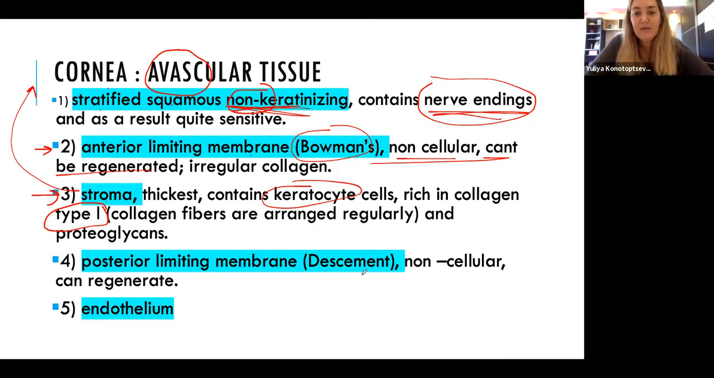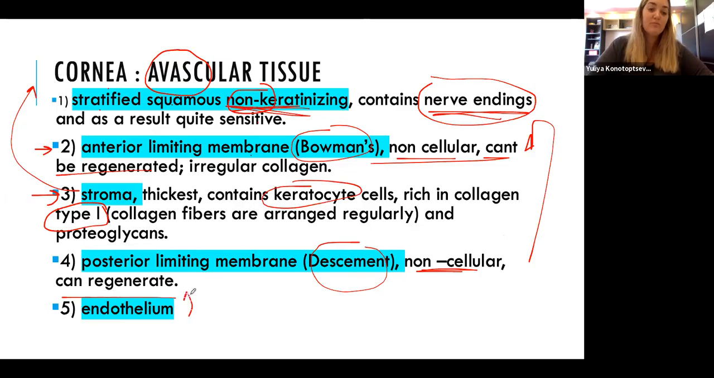Posterior limiting membrane is known as the Descemet's membrane. It is non-cellular, as is the anterior one, but it can regenerate. Why? Because of the endothelium, the one layer under it. These endothelial cells are super special. For some reason, nobody knows exactly how, they are partially stem cells, so they can give rise to this area as well. They can secrete the collagen fibers in this area as well.